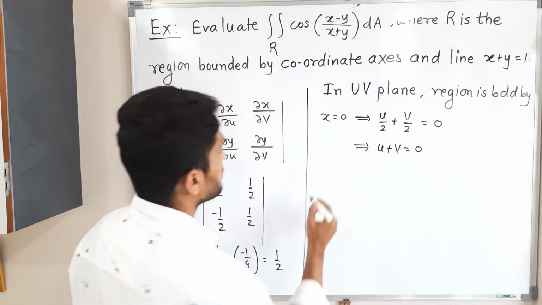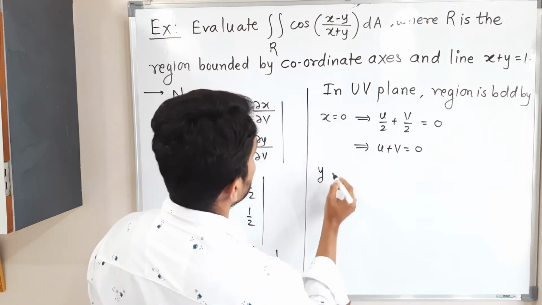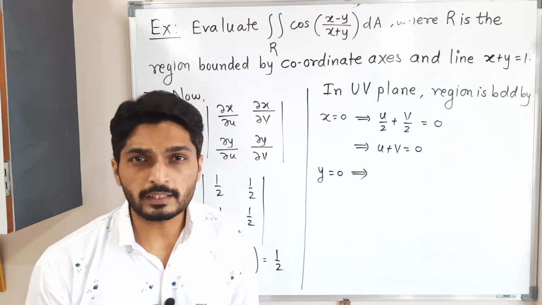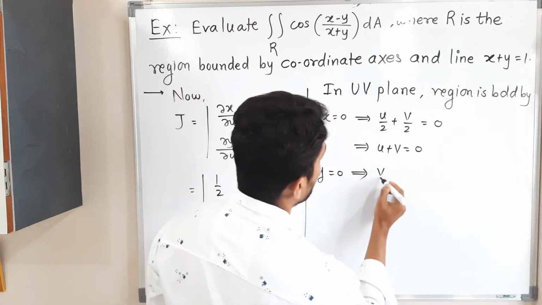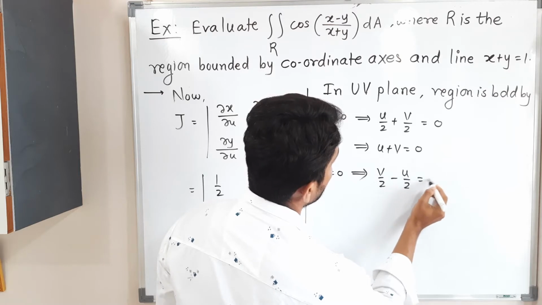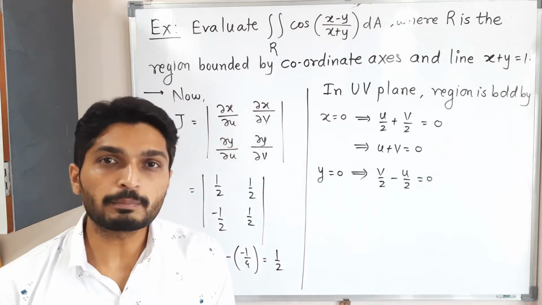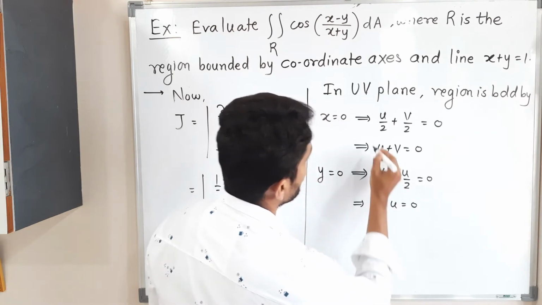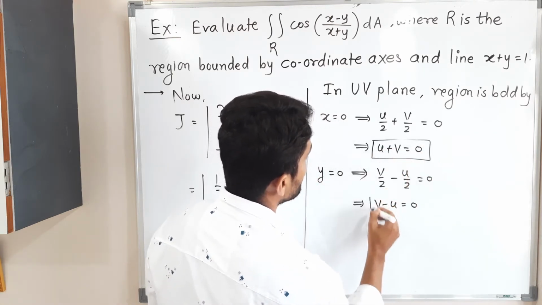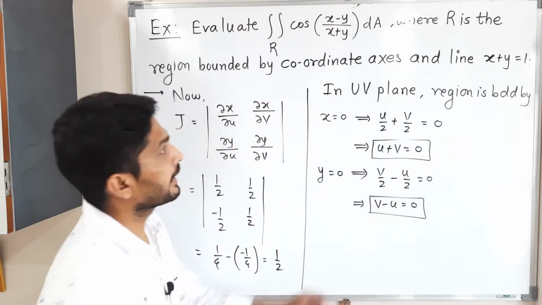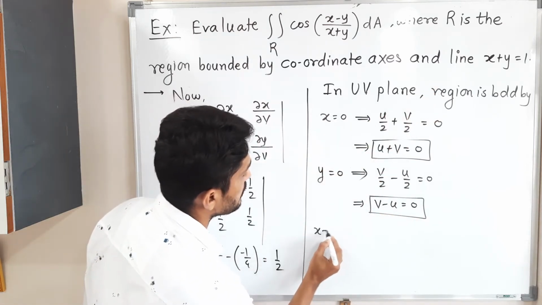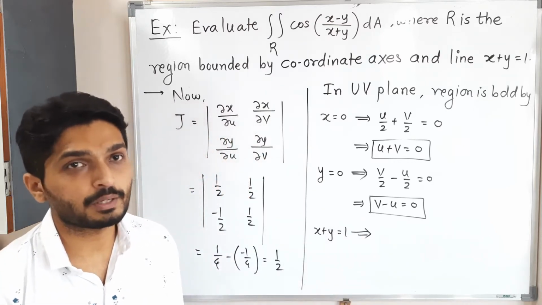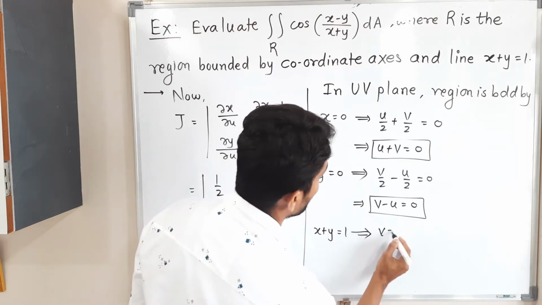Okay. Next, the second equation is the coordinate axis, that means y is equal to 0. You remember what our y was? Y was v by 2 minus u by 2. So v by 2 minus u by 2 is equal to 0. If you multiply both sides by 2, we will have v minus u is equal to 0. This is the first equation we have got, this is the second equation we have got. And the third equation is x plus y is equal to 1. But what is our x plus y? X plus y is our v. So that's why v is equal to 1.